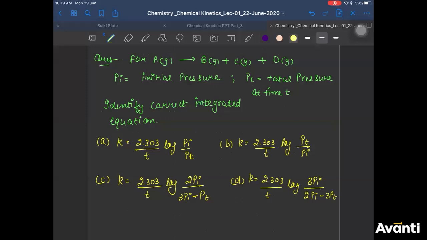Now, please see this question carefully. The reaction is given as this. There are 3 products. Initial pressure is given, and PT is the pressure at time T. You have to find the correct expression for the first order kinetics. Use the same method which I did. This is not an infinite pressure case because P infinity is not given to you. Only the Pi and PT terms we have to calculate.